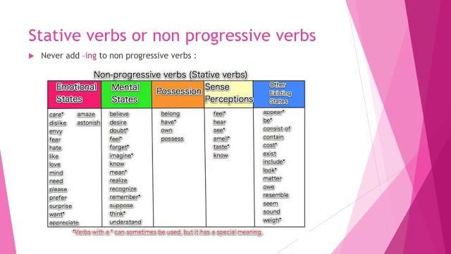Sense perceptions: feel, hear, see, smell, taste, and know, and other existing states like appear, be, consist of, contain, cost, exist, include, look, matter, owe, resemble, seem, sound, and weigh. The verbs that you see a little star next to sometimes can be used, but they have a special meaning, not the meaning that lets us put them in a sentence in the past progressive.